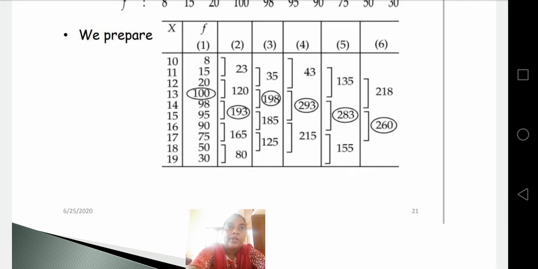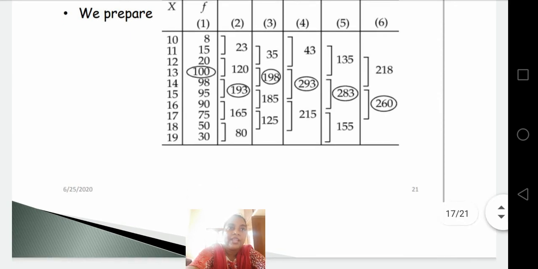Then we go to the fourth grouping. Here first, second and third will be added. So 8 plus 15 plus 20, we add it, so it comes to 43. Next is 100 plus 98 plus 95, 293. Then 90 plus 75 plus 50, 215. Coming to the fifth column, same way, we add the second, third and fourth. So it goes on like that. Understood? So somewhat here the 13 and 14, the mode value is coming. We could see it, isn't it?